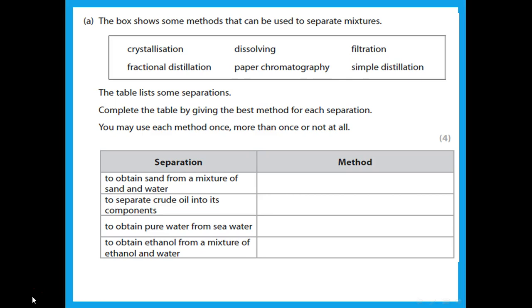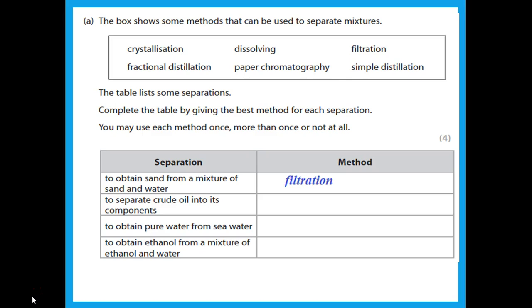Complete the table by giving the best method for each separation. To obtain sand from a mixture of sand and water. Do you remember this? Sand is something that doesn't dissolve in water. I'm trying to separate it from water. This is filtration.